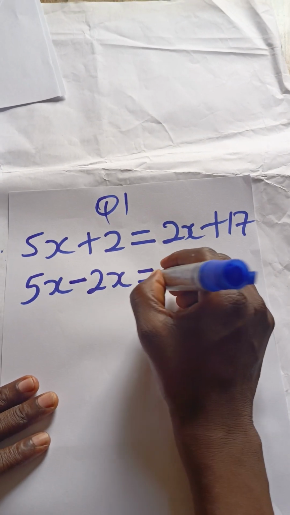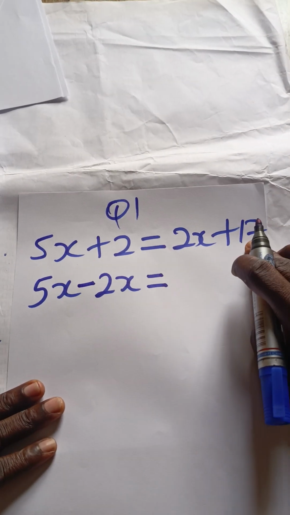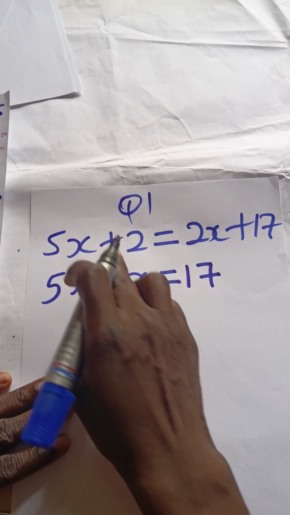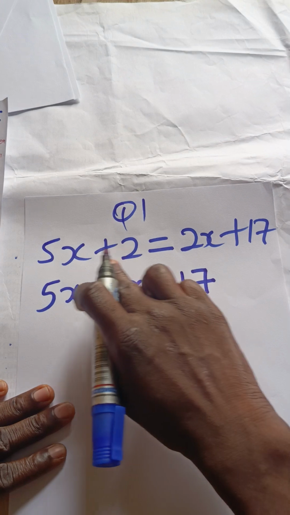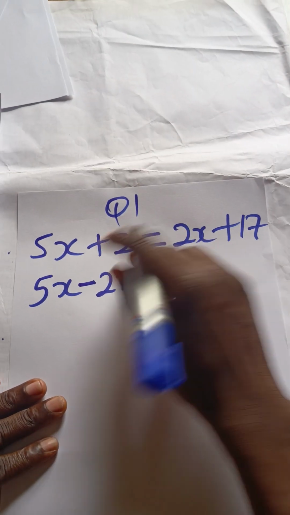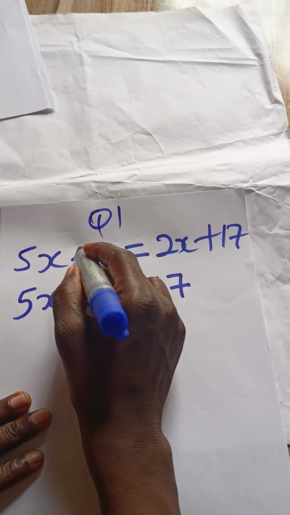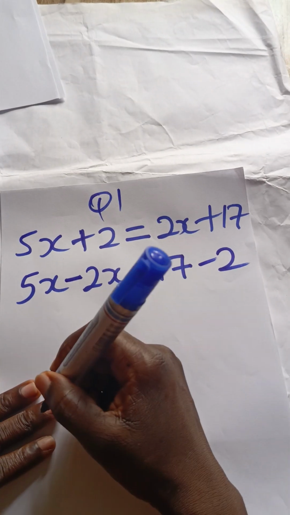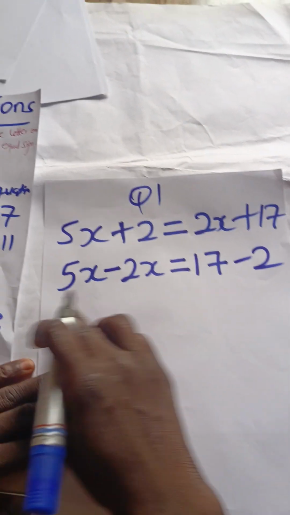Then you bring your equal sign. Now this 17 is there alone. So you write the 17, then you bring this 2 also here. So this one also will cross the equal sign. It is positive, so it becomes negative. So in this term, we have grouped like terms. They are alike.